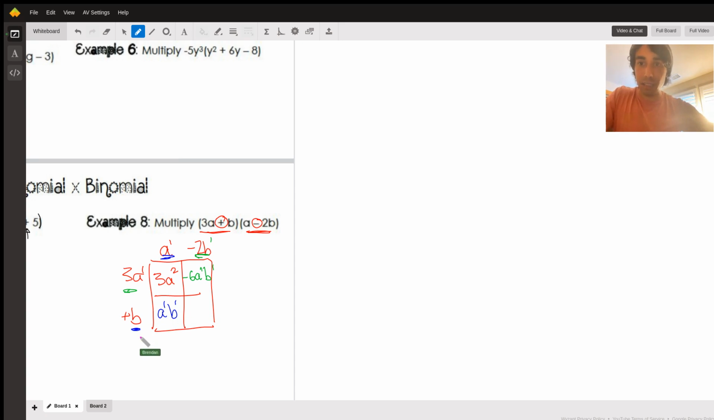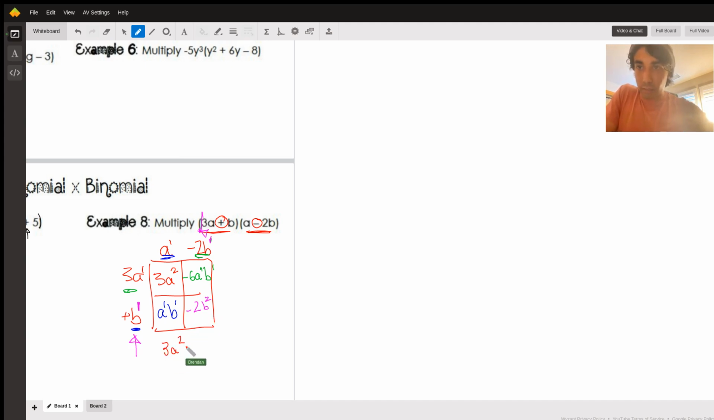And lastly, we've got b times negative 2b. And that's going to be negative 2b. And again, you've got those invisible ones. Whenever there's not an exponent, remember, invisible ones, super important. Add those guys up, and that 1 plus 1 is 2. Your last step is always going to be add everything up.